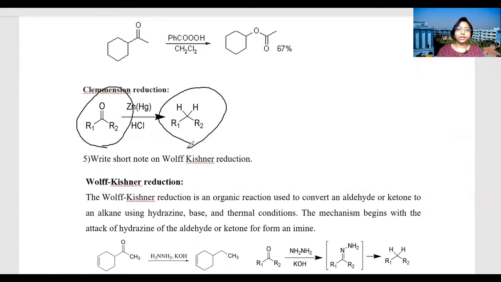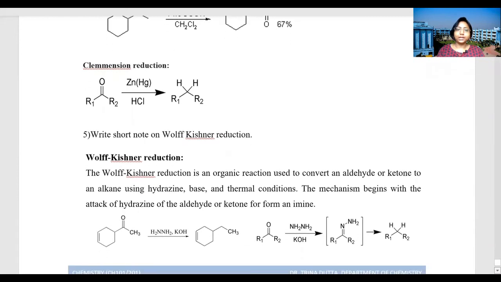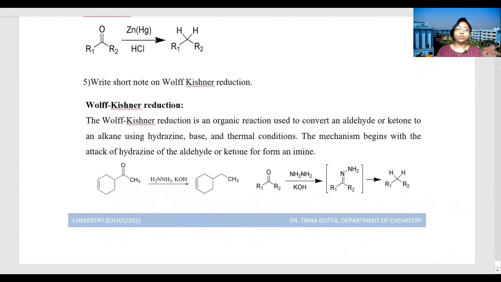Now the Wolff-Kishner reduction. Write short notes on Wolff-Kishner reduction. Here you can see that I have already described a similar thing. So I hope you can write that in the Wolff-Kishner reaction, in presence of hydrogen, it is used in organic reactions, and it converts the aldehyde or ketone to an alkane. And here we use the hydrogen and also a base, that is KOH.